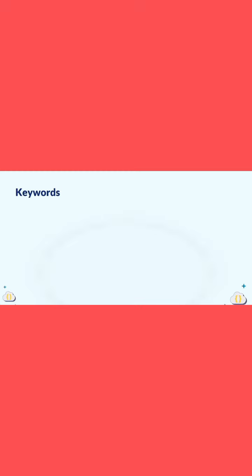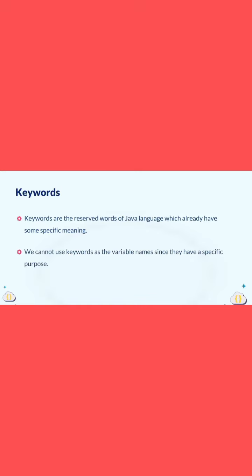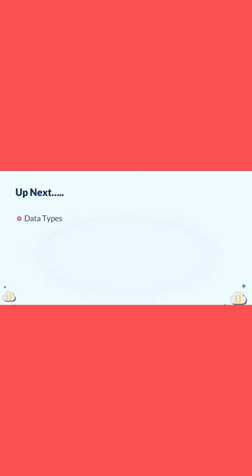After understanding about variables, let us now learn about keywords in Java. Keywords are the reserved words of the Java language which already have some specific meaning. We have already used keywords in the variable example discussed. Here int is a keyword which has a specific meaning, integer, in Java. Again, System is a keyword, out is a keyword, println is a keyword, and all these keywords have some specific meaning in Java. Another point to note about keywords is that we cannot use keywords as variable names since they have a specific purpose. So any variable cannot be named as a keyword. After understanding about variables and keywords in Java, in the next video, we will understand about data types in detail.